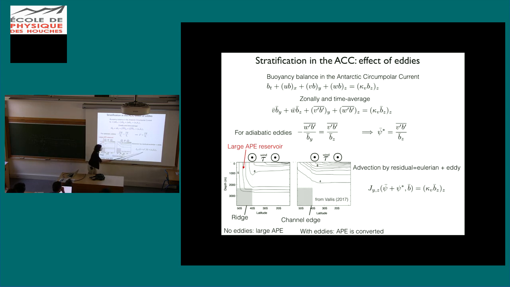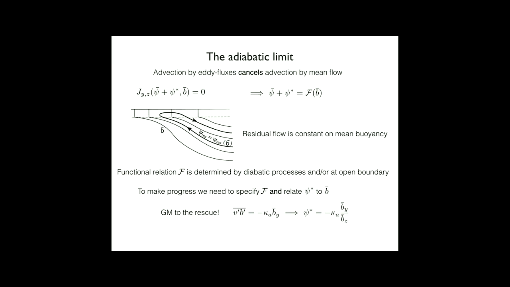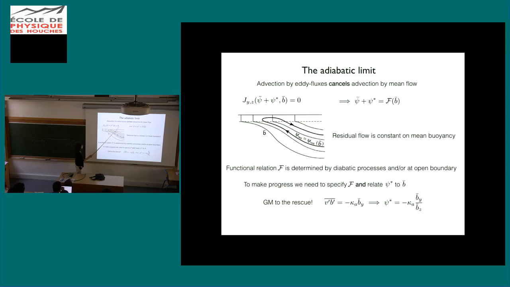Okay. So now we can rewrite this in this way, and let's assume that there is no diffusion. So this is equal to 0. What this says is that the advection by the mean is completely compensated by the advection by the eddy fluxes. And the solution of this equation in general is that the sum of these two, which is the residual circulation that we've been talking about for the past 2 hours, is a function of the mean buoyancy. In other words, the residual flow, not just the eddy flow, has to occur along isopicnals.